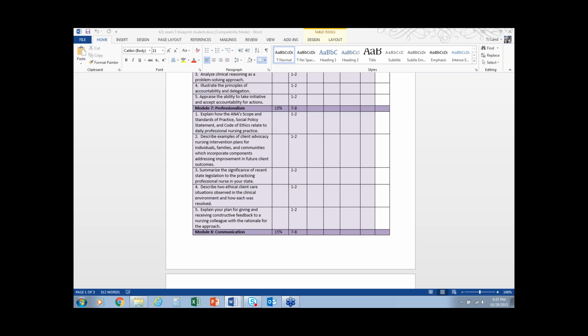So Objective 5 says that you need to be able to explain your plan for giving and receiving constructive feedback to a nursing colleague with a rationale for that approach. Well, first we have to figure out what is constructive feedback. What does that mean? And then what kind of approaches might you use? Well, this was the second part of your advocacy CLC project. You were supposed to provide constructive feedback to your colleagues within your group.